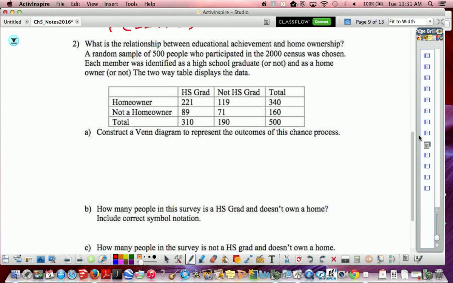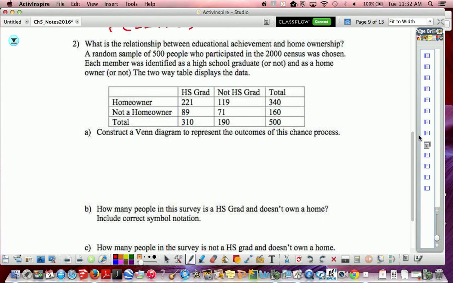Oh, that's kind of nice. They actually set it up here for you. So number 2 says, what is the relationship between educational achievement and home ownership? A random sample of 500 people who participated in the 2000 census was chosen. Each member was identified as a high school graduate or not, and as a homeowner or not. The two-way table displays the data. It says construct a Venn diagram to represent the outcomes of this chance process.